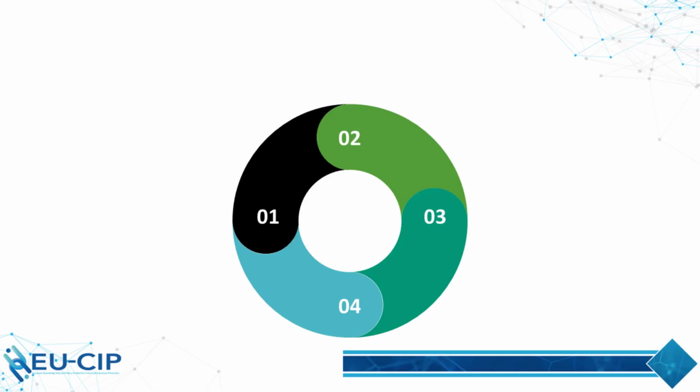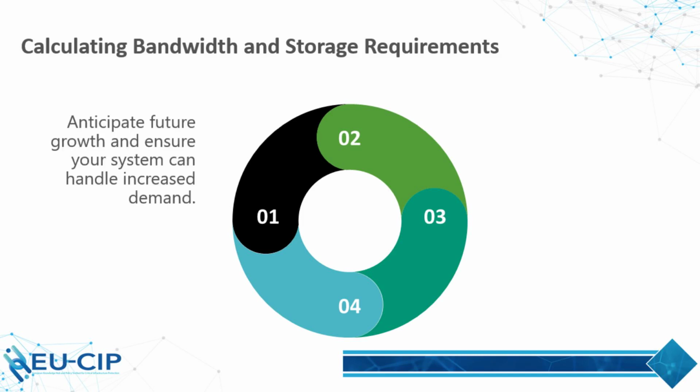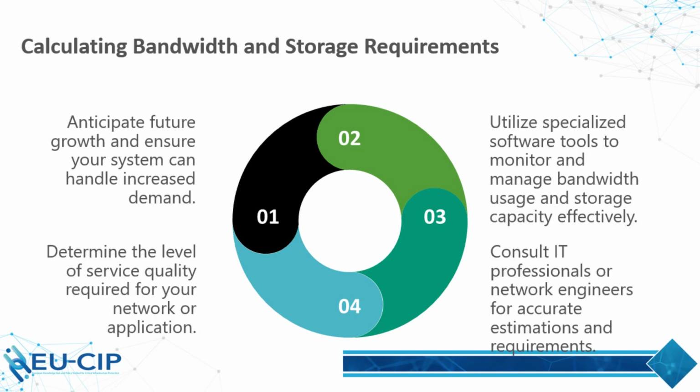To calculate both bandwidth and storage requirements, consider the following factors. 1. Scalability. Anticipate future growth and ensure your system can handle increased demand. 2. Quality of service, QoS. Determine the level of service quality required for your network or application. This will help allocate resources adequately.